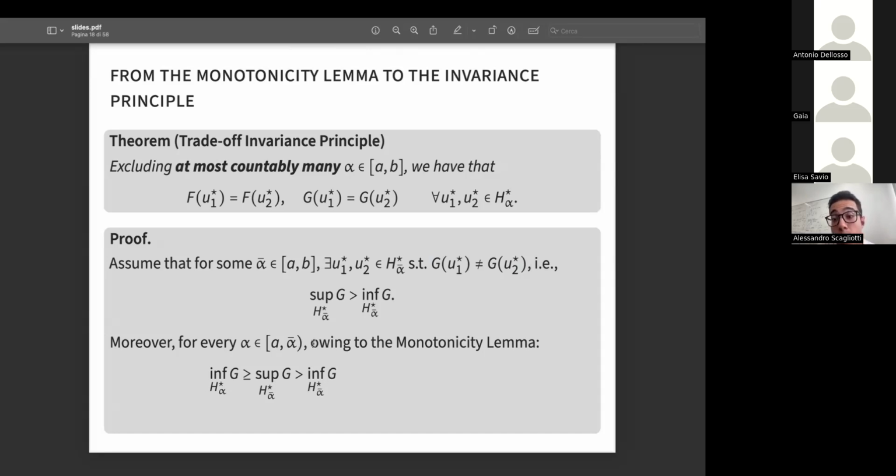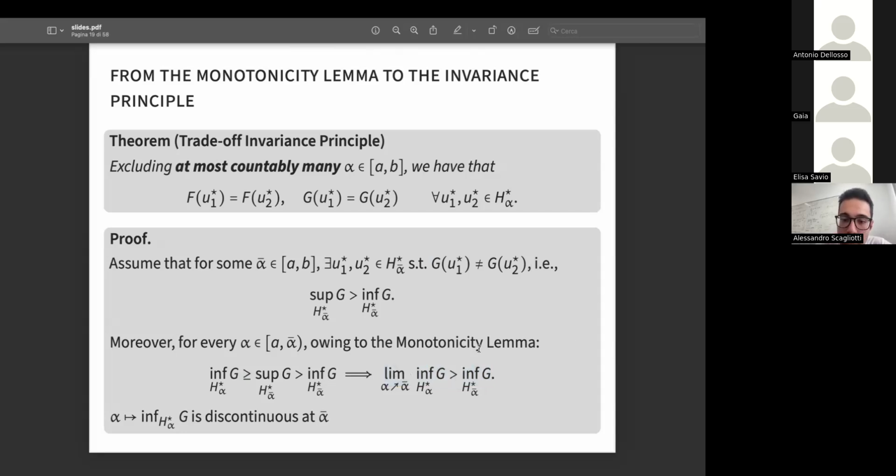And owing to the monotonicity lemma that we have seen before, we have this chain of inequalities. Okay, and the last inequality is strict. Then we can pass to the limit. So we pass to the limit in this inequality, and hence the strict inequality is preserved. And what we get is the following one.